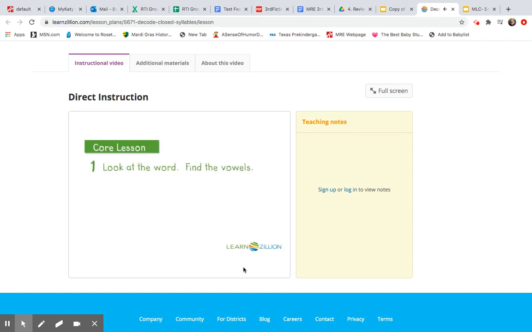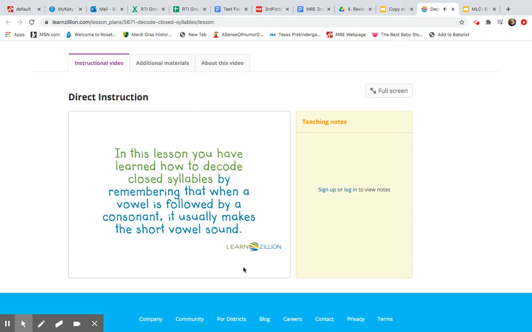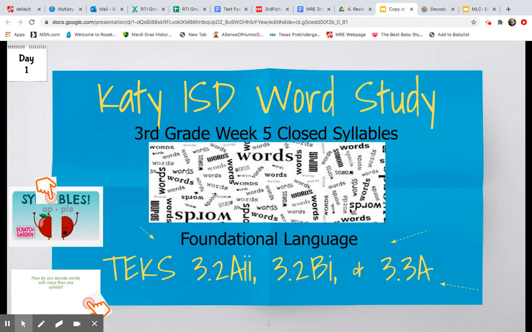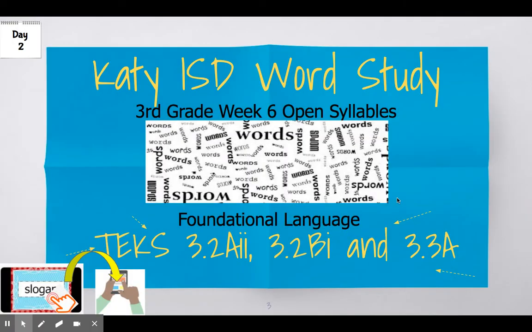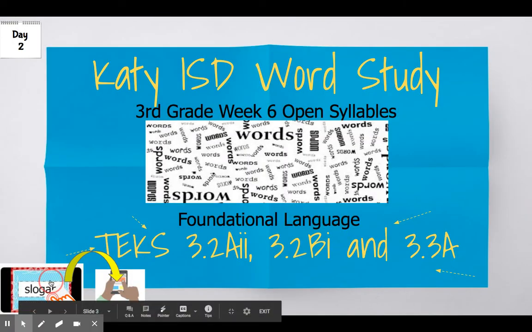So what we did was we looked at the word and found the vowels. We asked, is the vowel followed by a consonant? And then we read the syllable with a short vowel sound to see if it made sense. In this lesson, you learned how to decode closed syllables by remembering that when a vowel is followed by a consonant, it usually makes the short vowel sound. All right, so that was us reviewing our closed syllables. Okay, let's talk about open syllables.